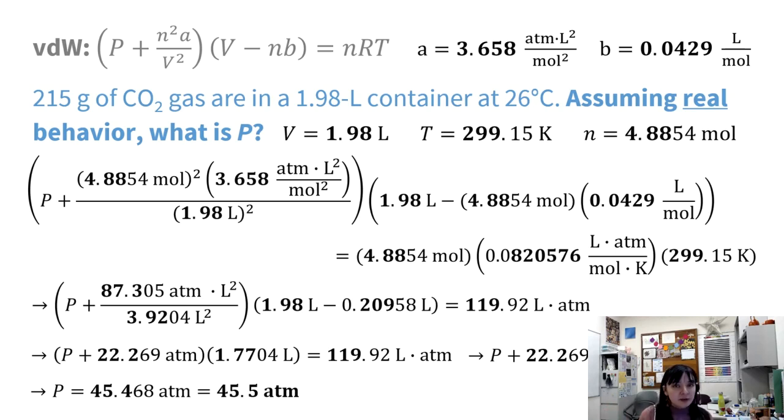But I really want to point out just how much different this pressure that we found, assuming real behavior, compares to the ideal gas law version that we just solved. Previously we said that the pressure of the CO2 was 60 atmospheres. Now we're saying it's 45 atmospheres. That's a whole 25% less. So the ideal gas law really does make some big assumptions, and those can give you wildly different results from what you actually see in the real world. I wanted to highlight that to show how the real behavior versus the ideal behavior can be so much different.